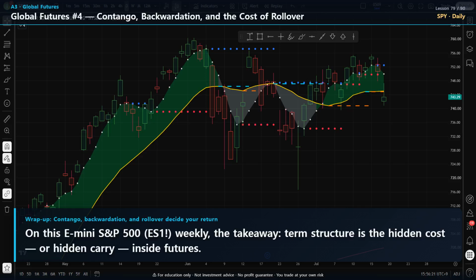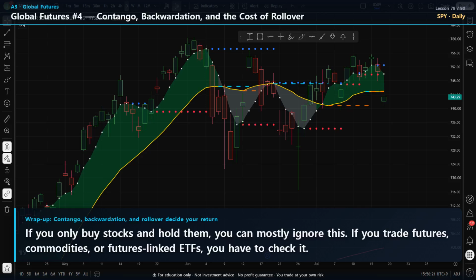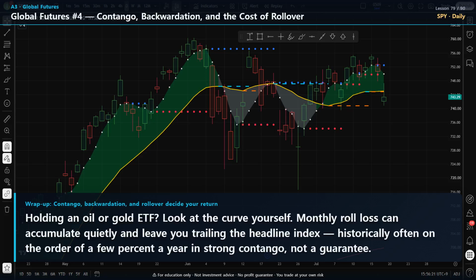On this S&P 500 ES1 weekly, the takeaway: term structure is the hidden cost or hidden carry inside futures. If you only buy stocks and hold them, you can mostly ignore this. If you trade futures, commodities, or futures-linked products, you have to check it. Holding an oil or gold ETF? Look at the curve yourself.